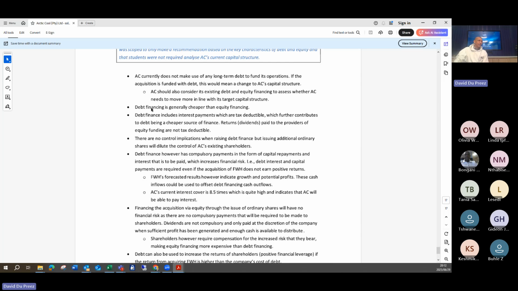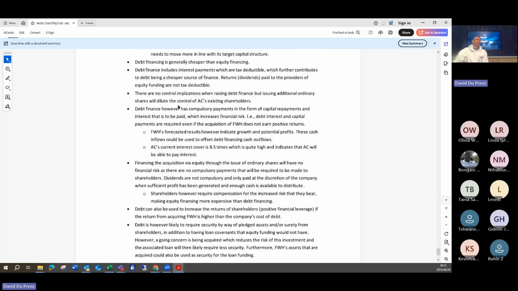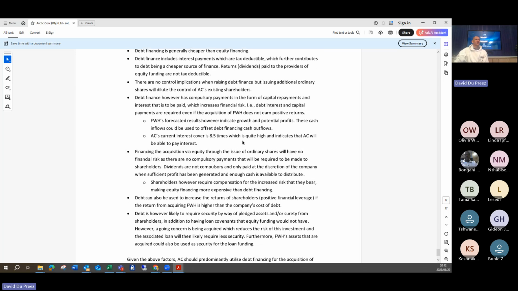Debt financing is generally cheaper. Debt finance includes interest payments, which are a cheaper source of finance. Returns paid to the shareholders are not tax deductible. There are no control implications when raising debt finance, but issuing additional ordinary shares will dilute the existing shareholders' control. Debt finance, however, is compulsory payments.